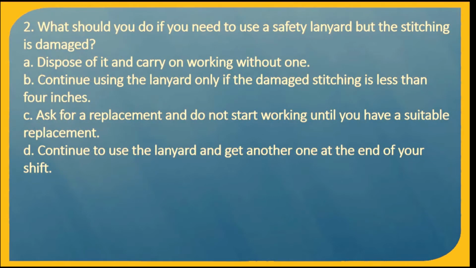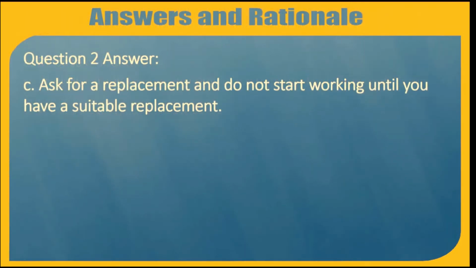Question 2. What should you do if you need to use a safety lanyard but the stitching is damaged? A. Dispose of it and carry on working without one. B. Continue using the lanyard only if the damaged stitching is less than 4 inches. C. Ask for a replacement and do not start working until you have a suitable replacement. D. Continue to use the lanyard and get another one at the end of your shift. Question 2. Answer: C. Ask for a replacement and do not start working until you have a suitable replacement.